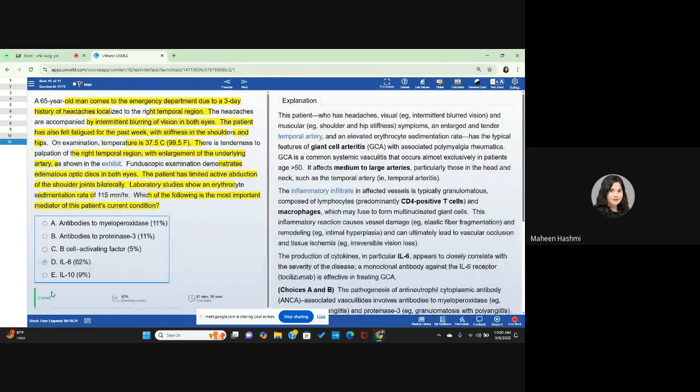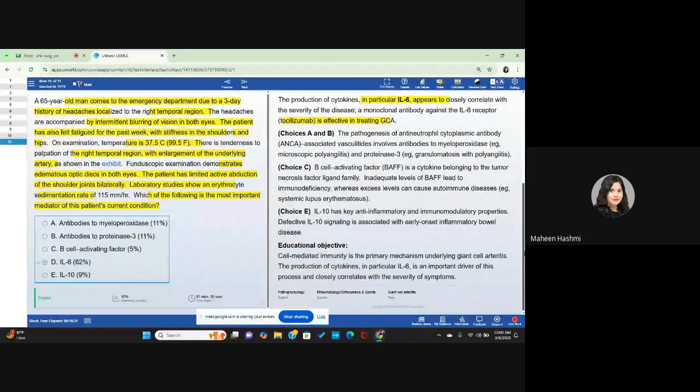Neutrophil myeloperoxidase, yeah. So we know it's interleukin 6. We talked about that. The production of cytokines, particularly interleukin 6, appears to closely correlate with the severity of the disease. They are saying that there's this new monoclonal antibody that they want you to remember for Step 1, tocilizumab. That's relatively new in the USMLE Step 1. Steroids, but now they also give, along with steroids, tocilizumab.